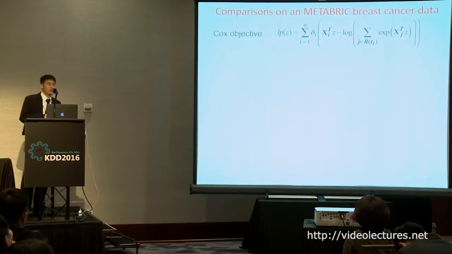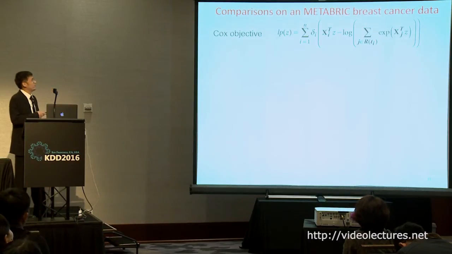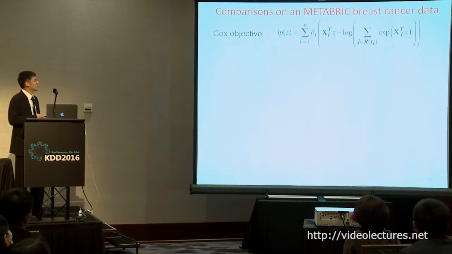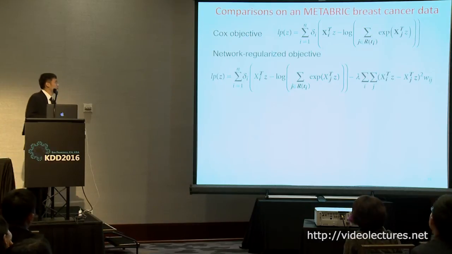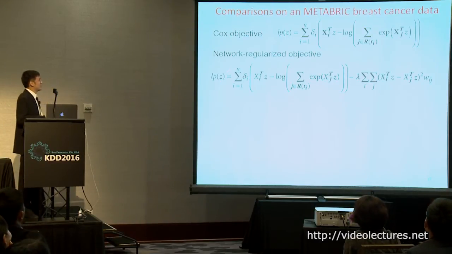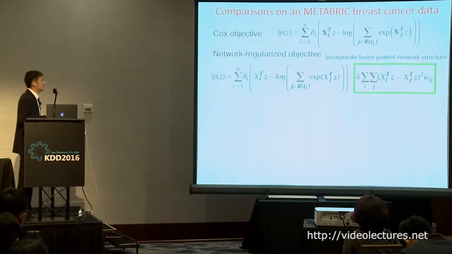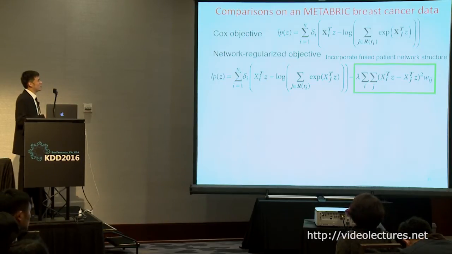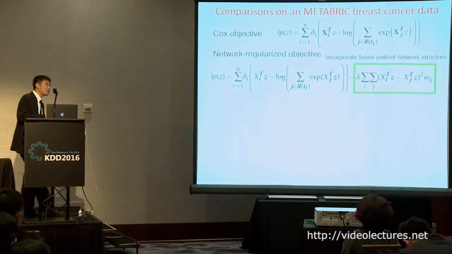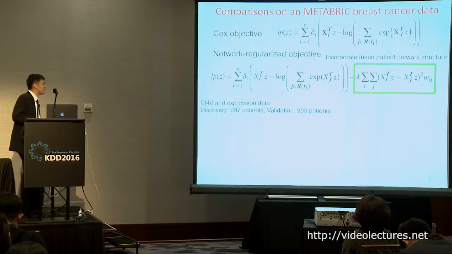The idea is pretty straightforward. If we take a look at the Cox regression's objective function, it's just like this. The authors have a network regressor objective. They incorporate the fused patient network structure here, and the patient network is identified by their data fusion algorithm, and they add the network structure as a constraint here.